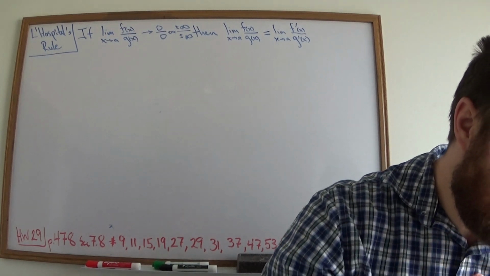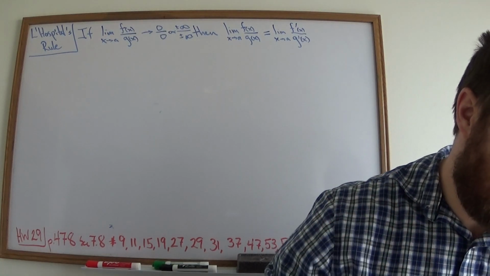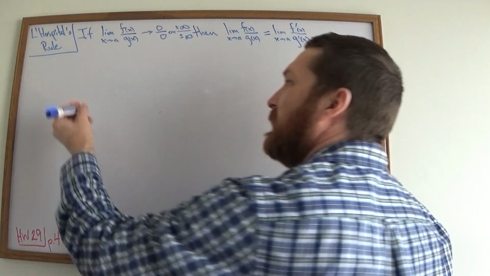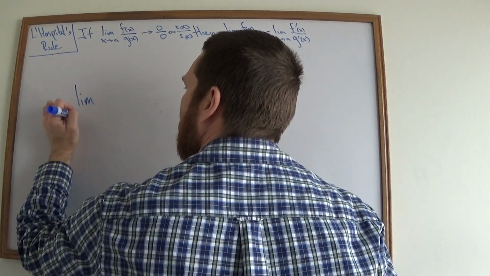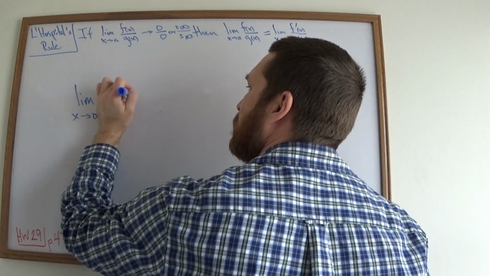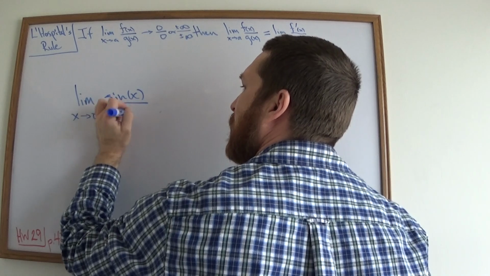Now, note, this does not work if you don't get 0 over 0 or infinity over infinity. For instance, the limit as x goes to 0 of sine x over x plus 1.